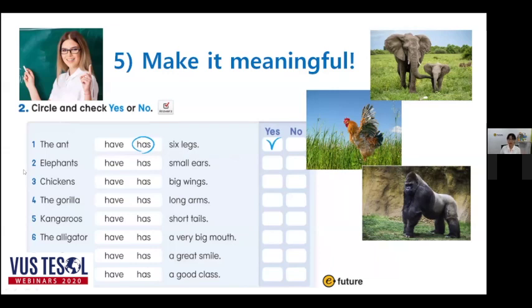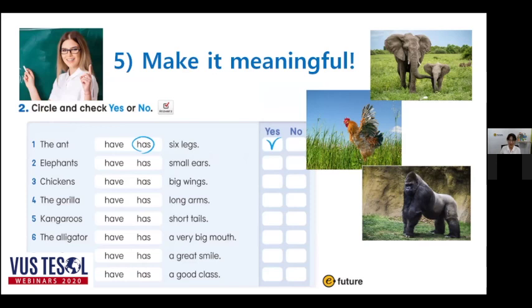Now let's look at number 2. Elephants has small ears. Elephants, that's more than one. So you circle have. Elephants have small ears. Yes or no? Think about the meaning. Let's look at this picture here. We have 2 elephants here, mommy elephant and the baby elephant. Do they have small ears or big ears? They have big ears, right? So you can check no.